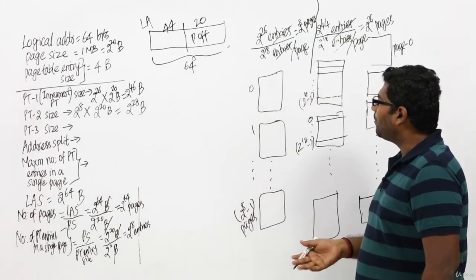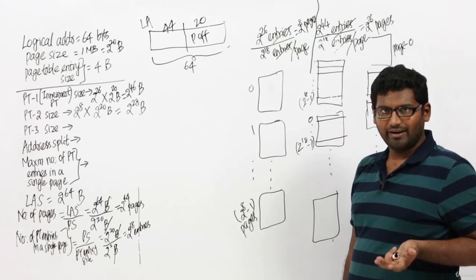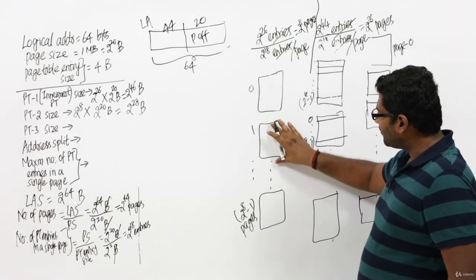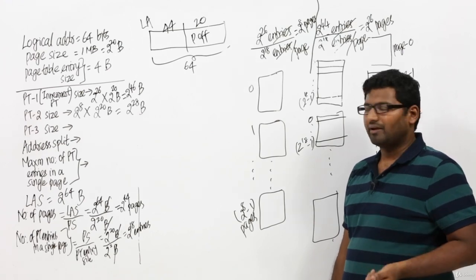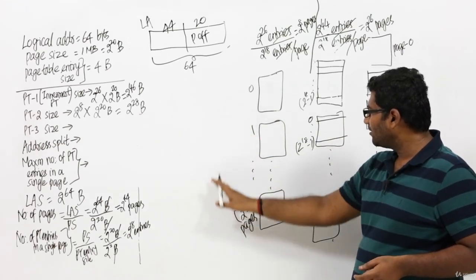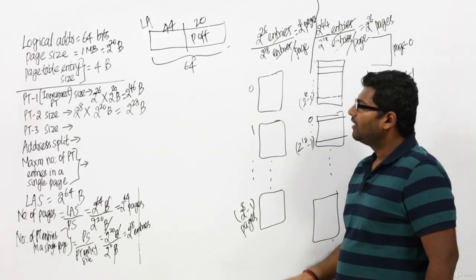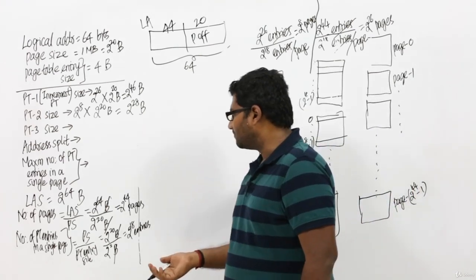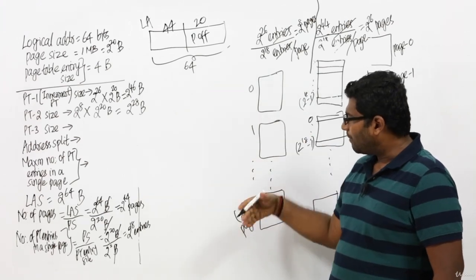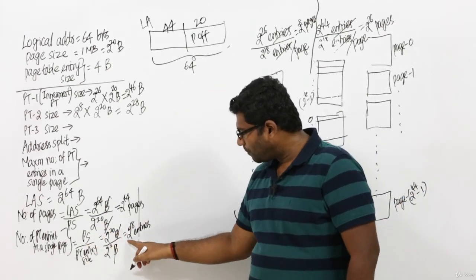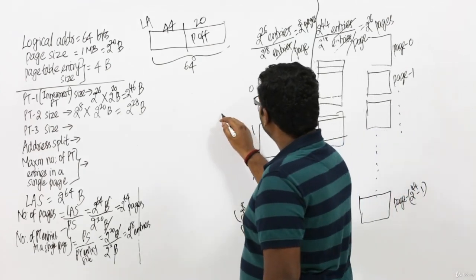Fine. Now how many entries do I need here? I need a total of 2 power 8 entries, right? Because I have a total of 2 power 8 pages over here, and I will maintain a single entry for every page in this level of page table, and so I will have a total of 2 power 8 entries. Now tell me, how many pages do I need? I need to maintain a total of 2 power 8 entries over here, but a single page can accommodate 2 power 18 entries, right, which is bigger. So a single page is more than enough.